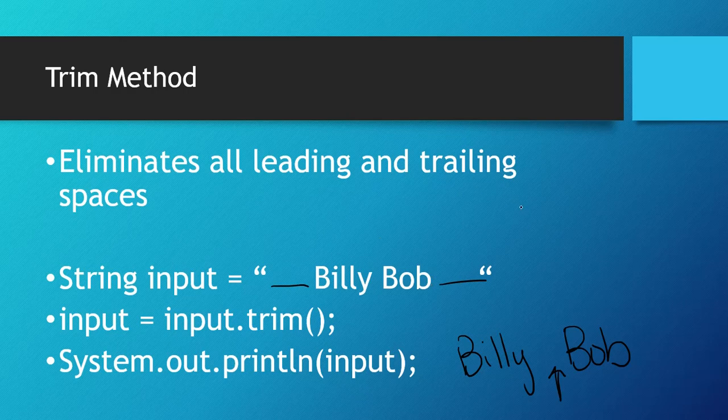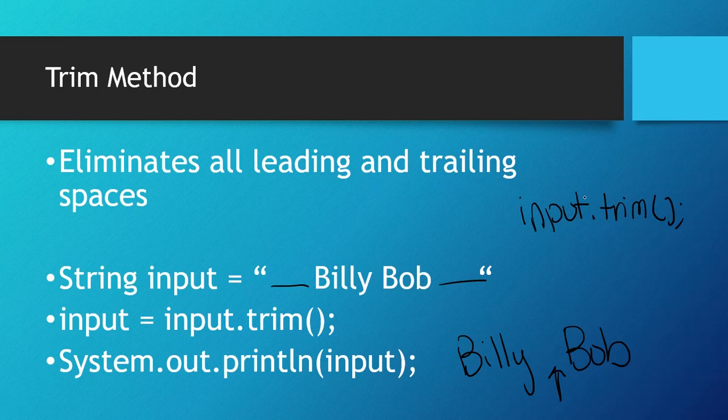Now, here's the thing. I could not just go input.trim(), without the equal sign like this one has, because what would happen is it would trim input, but then it wouldn't assign it anything.